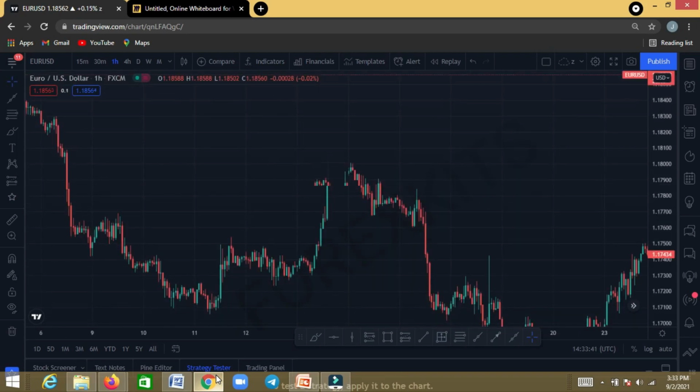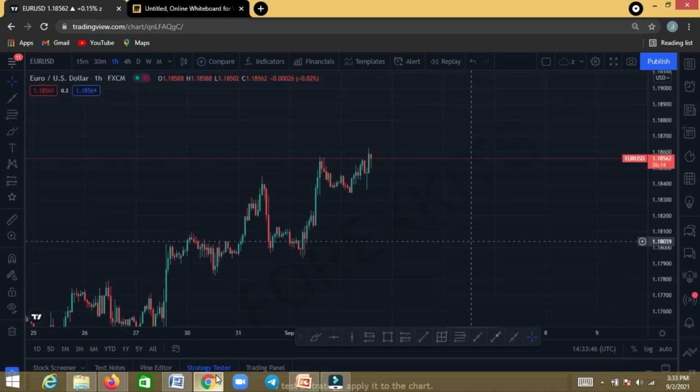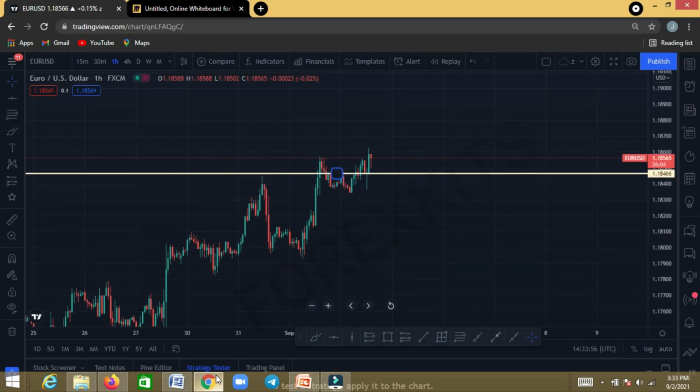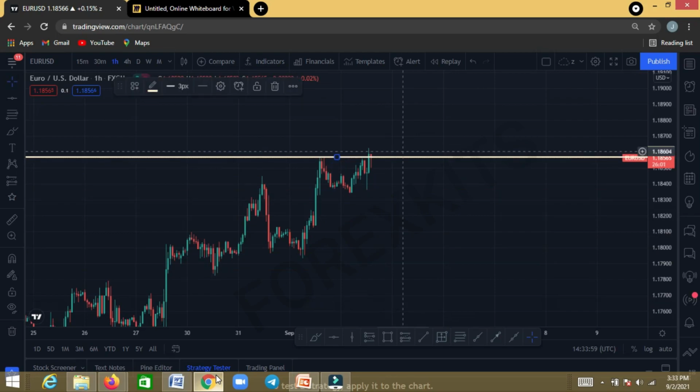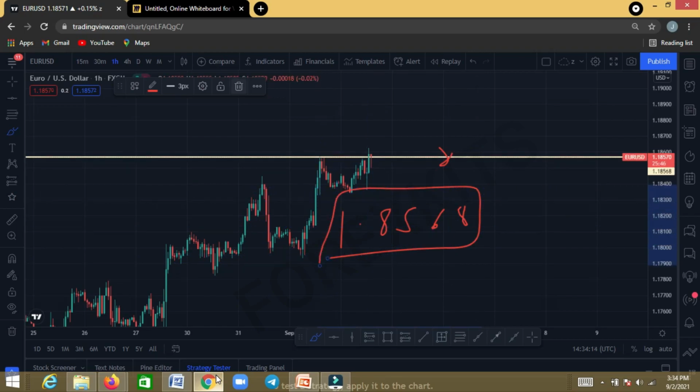I'm trying to zoom out, so you guys can see what I'm talking about. Currently this is where price is at. Where you see price moving, where you have this line, is where price currently is at. So if you look to your right-hand side, you are going to see 1.8568. We dropped that horizontal line at 1.8568. So we are going to work with this data right now. This is the current value of EUR/USD.